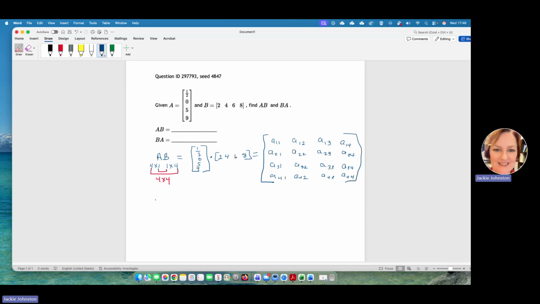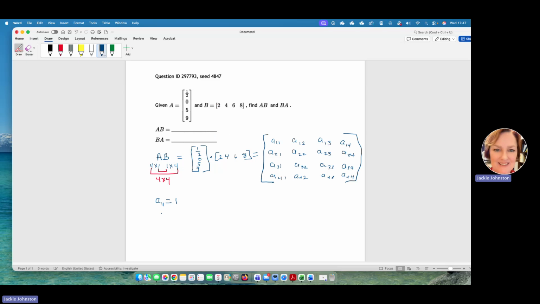So I need to find out these positions. So A1,1, how do I find that one? And again, this takes quite a bit of time. We've got 16 different values we have to find. So that means I use row 1, column 1. So row 1, column 1, I'm going to multiply these and then add them. So 1/2 times 2, well, that's 1. And there's really nothing else. That's the only thing in that first row, and that's the only thing in that first column.